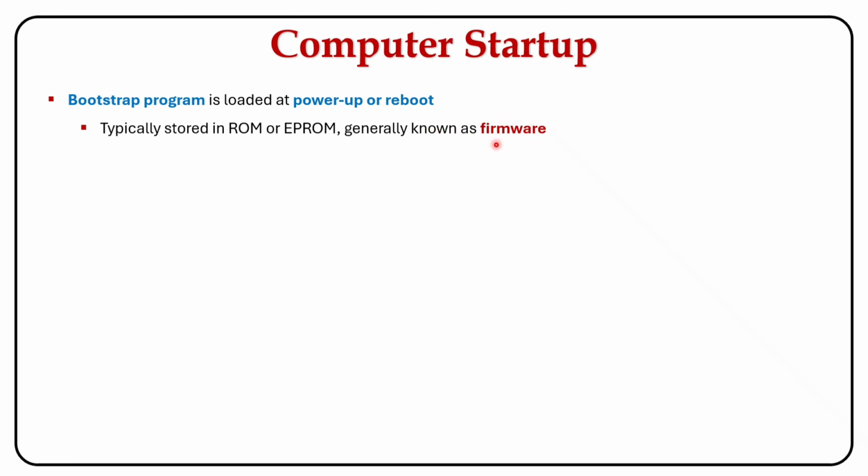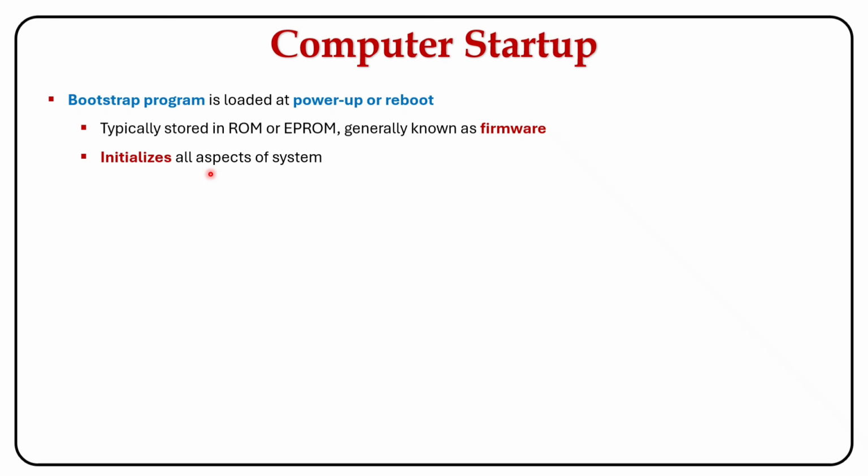We have two steps here. The first one is initializing the system. Once the bootstrap program starts, its first job is to initialize all the hardware components. It checks whether the important devices are working properly, such as the CPU, main memory, keyboard, mouse, storage devices, displays, and so on. This process ensures that the hardware is ready before loading the operating system.